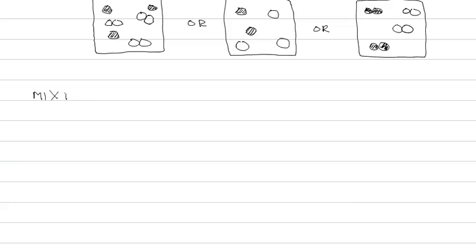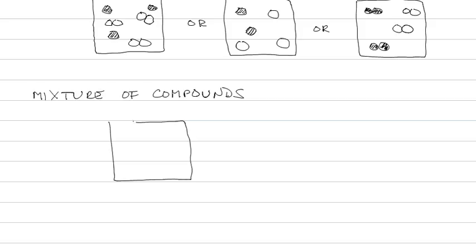We can have a mixture of compounds. So here are two different compounds. Since they're existing in the same container, they are a mixture. Doesn't matter which side they color in.